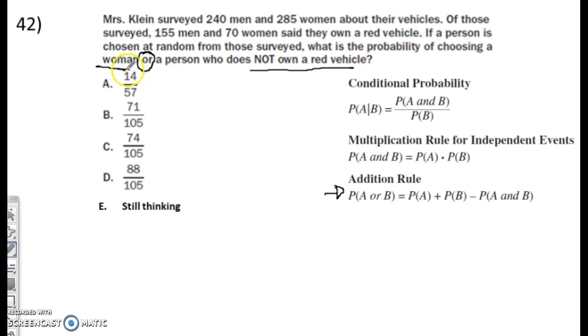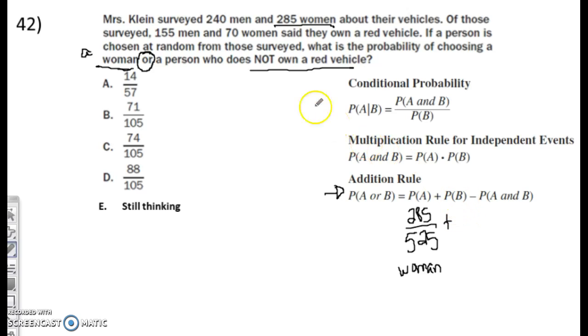All right, so what the rule tells us is that we want to add the probability of A plus the probability of B and subtract the probability of both. So let's see if we can figure that out. So the first thing, probability of A, is choosing a woman. So we need to go up here and figure out how many women there are out of how many total. So to find the probability of A, we're going to do 285 women out of the total. So I need to add 240 plus 285, which is 525. So that's the probability that you get a woman.